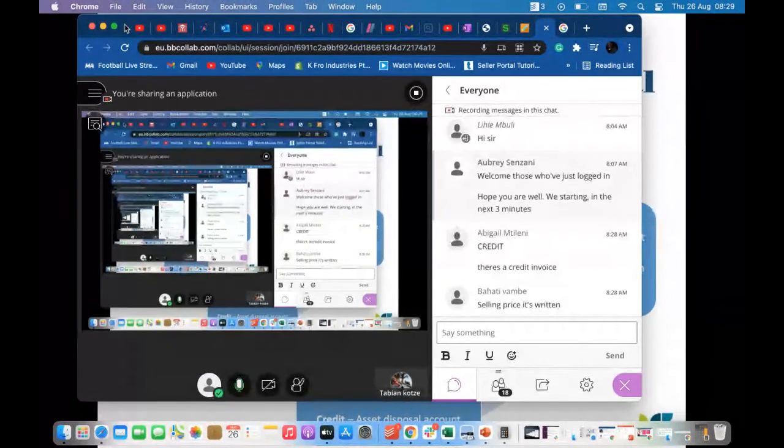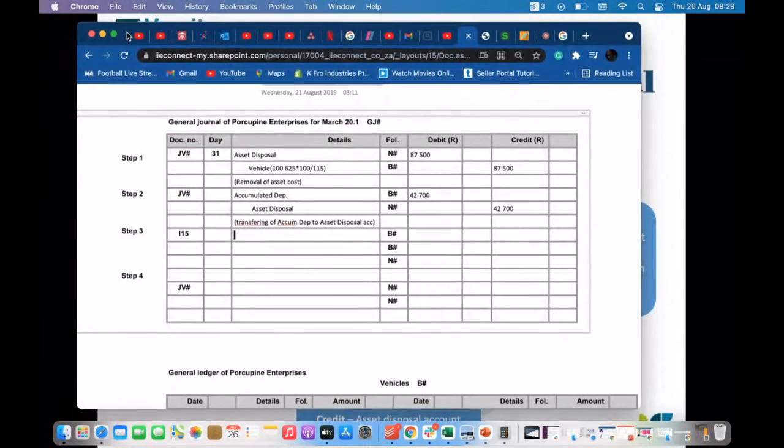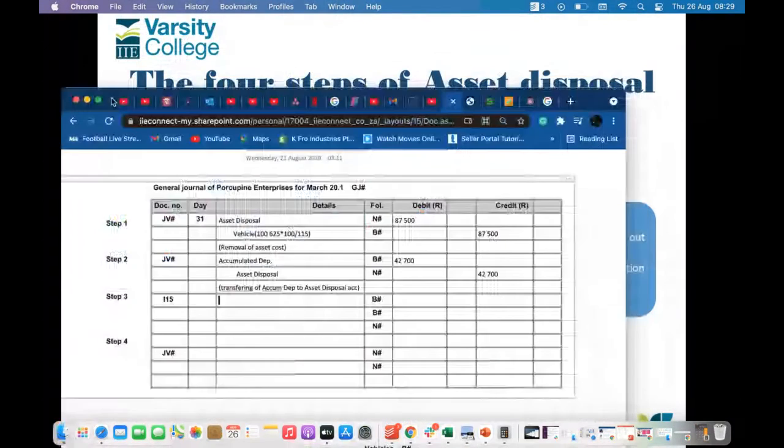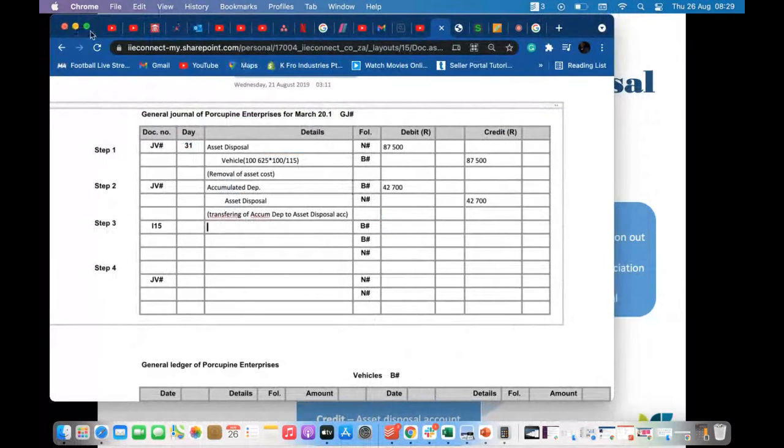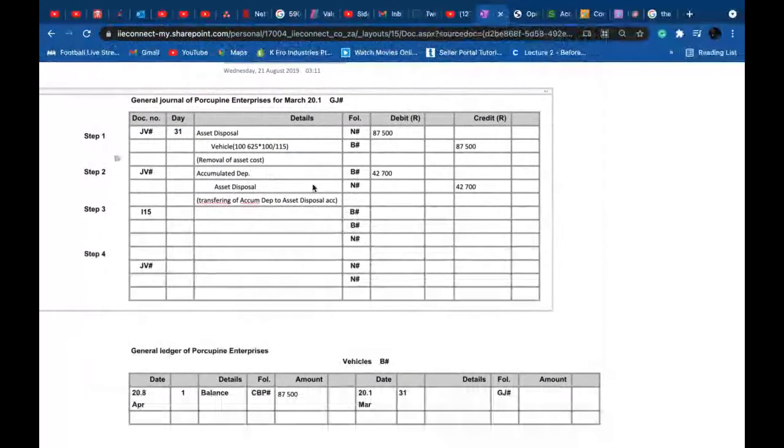I don't know if that's in response to the question, but yes, 100%. It is because we have a credit invoice. So let's quickly go back to our question. Now how do we record this? We sold this on credit. So what does that mean? We now have a debtor.